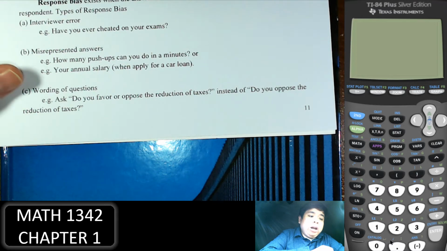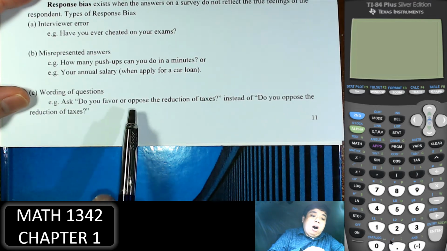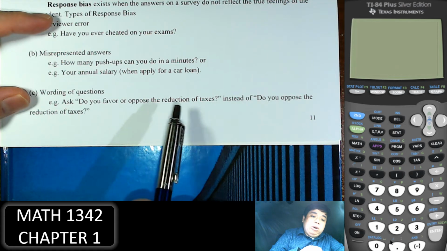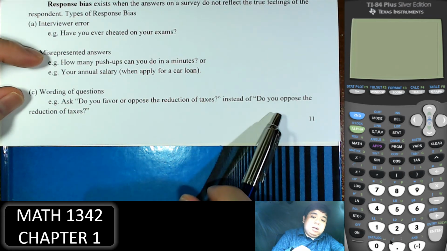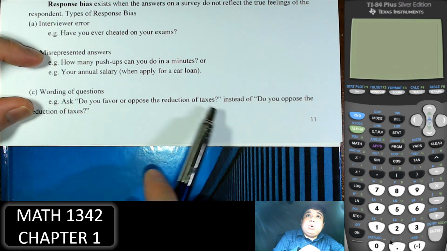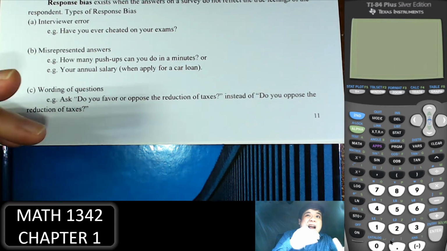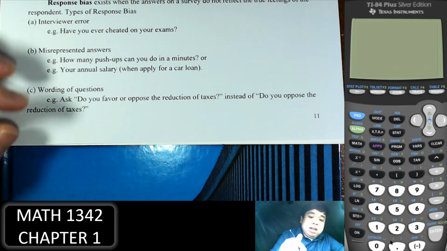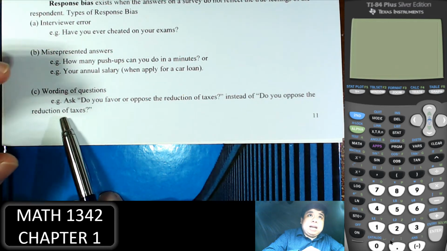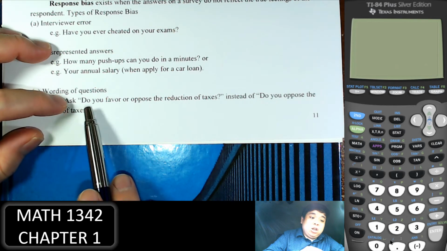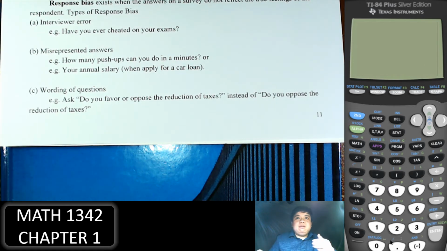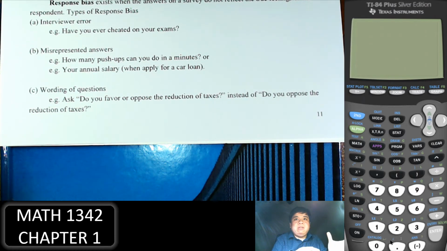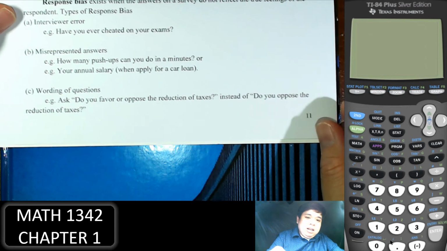Next, the wording of the question. Do you favor the reduction of taxes, or do you oppose the reduction of taxes? Those two questions are kind of the same thing, but the answer is yes or no. The question that should be asked is, do you favor or oppose? That way you don't have bias in the question itself. Like I said, the answer can say favor or oppose. In that case, you don't have the idea.